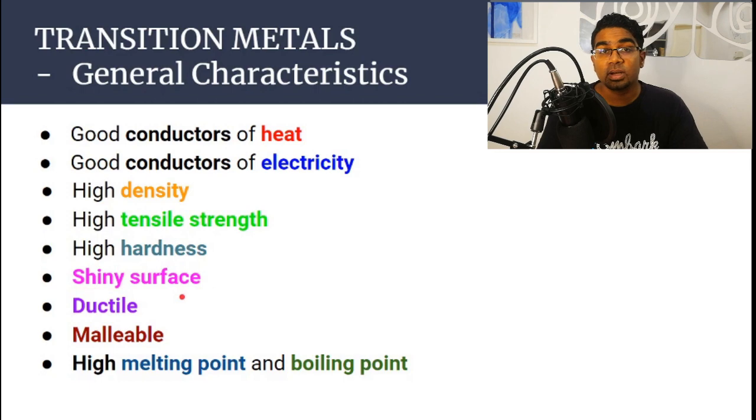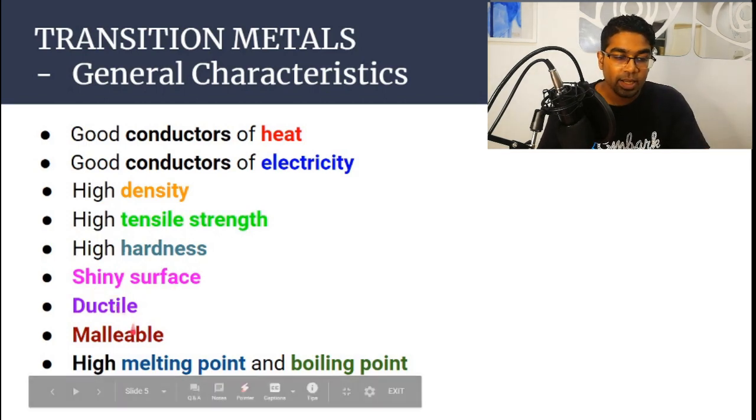Remember, gold and silver are also part of transition metals. So when you think shiny surface, normally we think gold or silver, right? And of course, all the other transition metals are shiny as well. And they only become dull if they react with air. Right, so generally they have a very shiny surface. They are ductile and malleable.